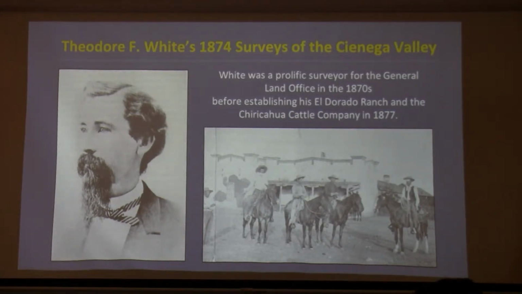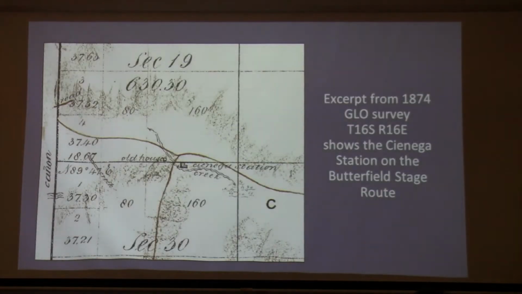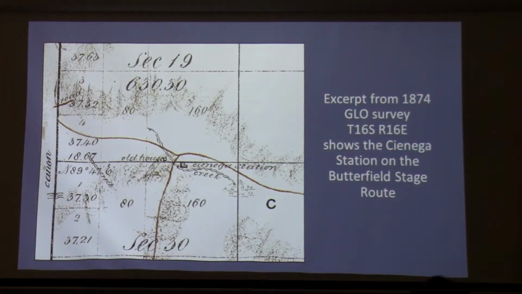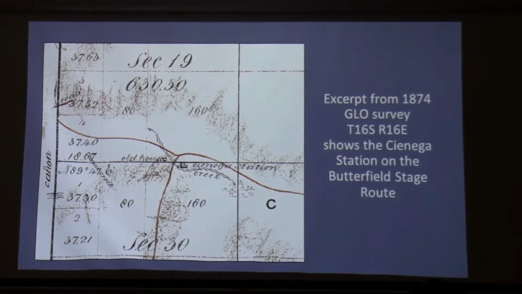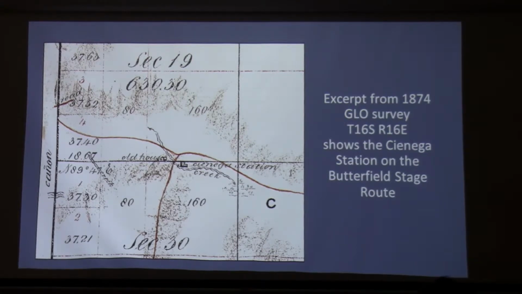The Vail family was one of those, and Sanford family, we'll talk about in a minute, was another one. But to go back to Theodore White's surveys, which are available online, and if you spend some time looking at these images, they will tell you an awful lot about what this landscape looked like 150 years ago. And there's very interesting information.